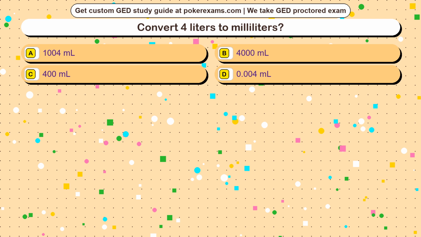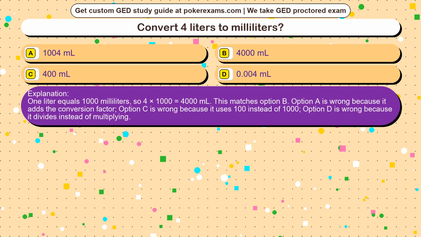The correct answer is option B. 1 liter equals 1000 milliliters, so 4 times 1000 equals 4000 ml. This matches option B. Option A is wrong because it adds the conversion factor. Option C is wrong because it uses 100 instead of 1000. Option D is wrong because it divides instead of multiplying.